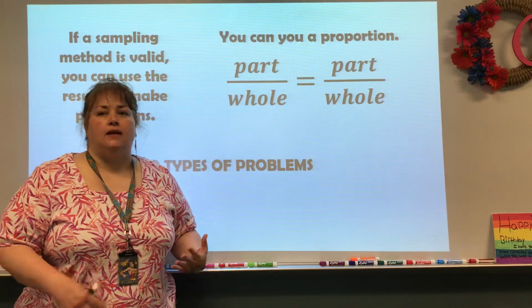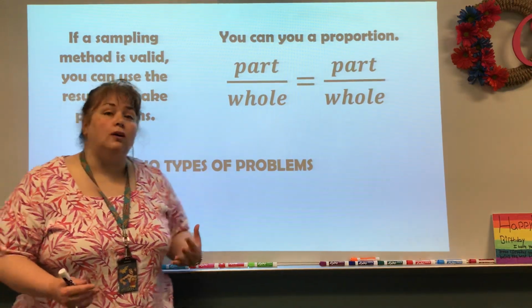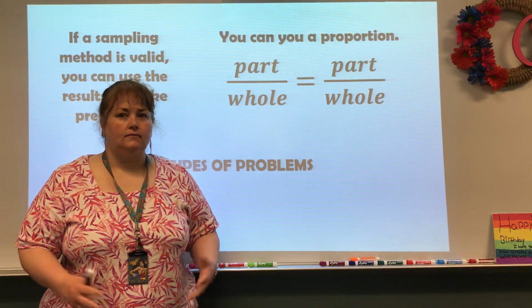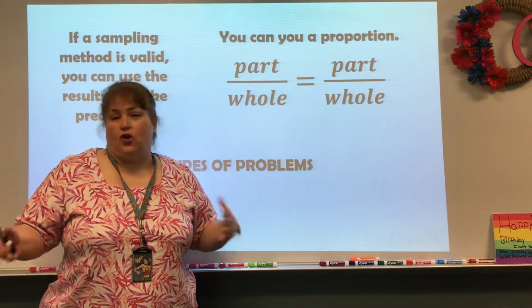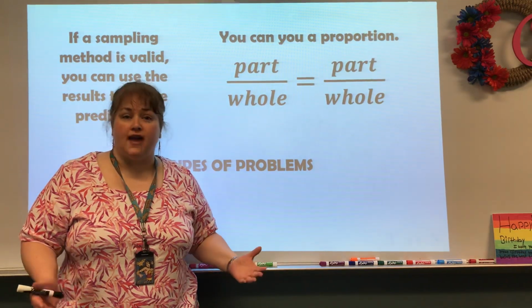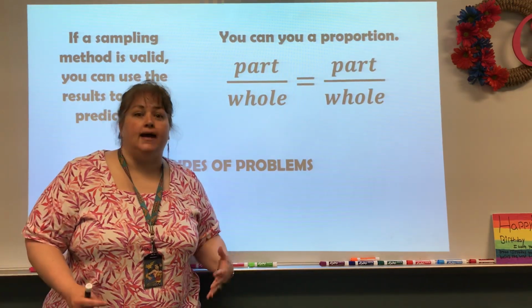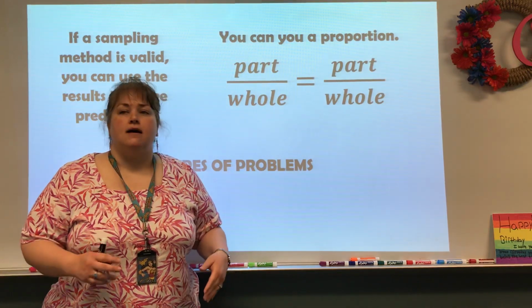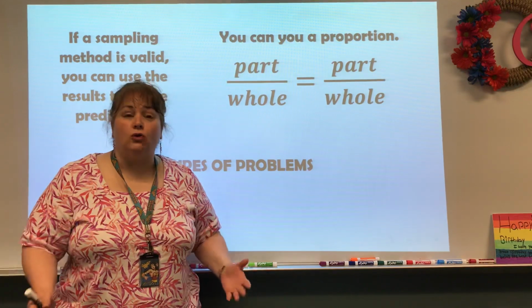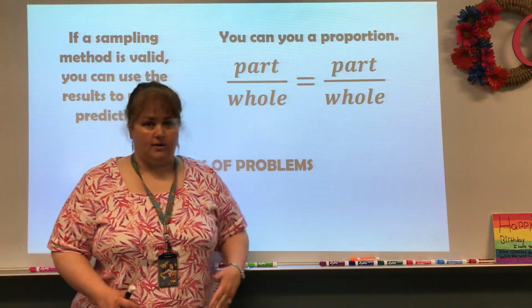That would be like here at school, at Clark Middle School, if you were to survey 30 kids, do a random survey of 30 kids that was a valid survey, like you got kids from all grades, all different kinds of kids. You could apply those results then to the whole school and make a prediction, okay?